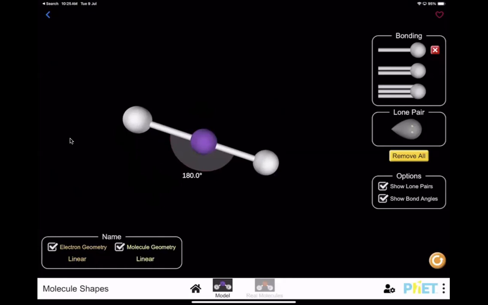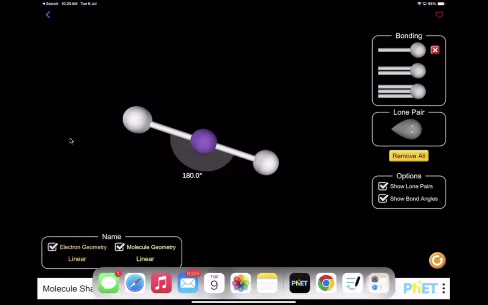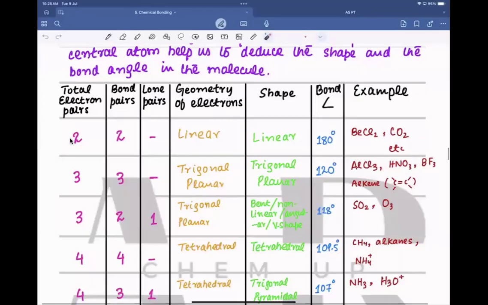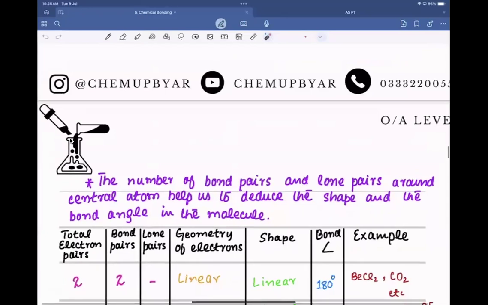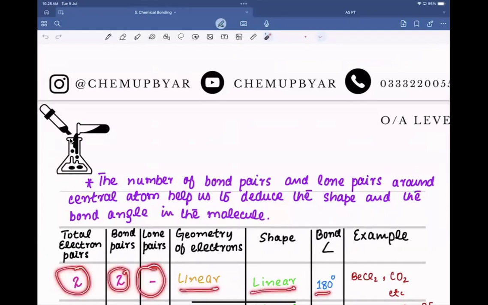And the shape of the molecule is also going to be linear, and when there is a linear case, the bond angle is 180. Is this understandable? Yes, sir. So if you look over here, this is our first case, right? When there is no lone pair, total electron pairs are 2, bond pairs are 2, then the geometry of electrons would be linear, the shape of the molecule would be linear, the bond angle is 180.